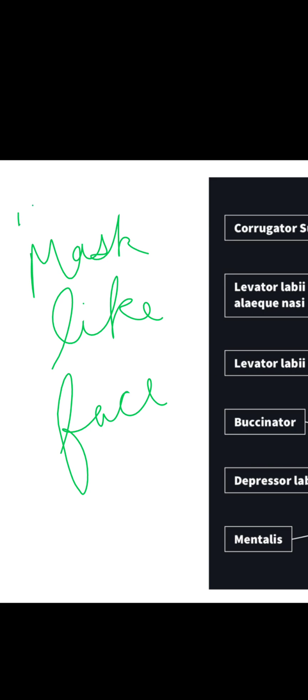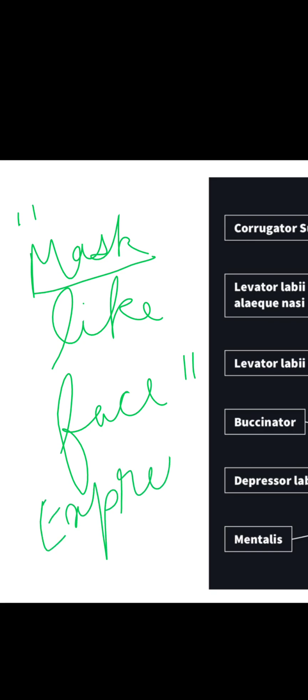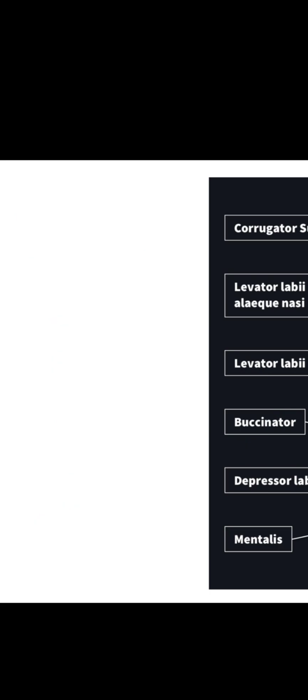Also, in Bell's palsy, since the facial nerve is injured, there will be an expressionless or mask-like face. Why mask-like? A mask is just a mask, like you do not come to know anything. The patient will be completely expressionless. Why expressionless? Because muscles are not able to contract. And why are muscles not able to contract? Since there is damage to the facial nerve.